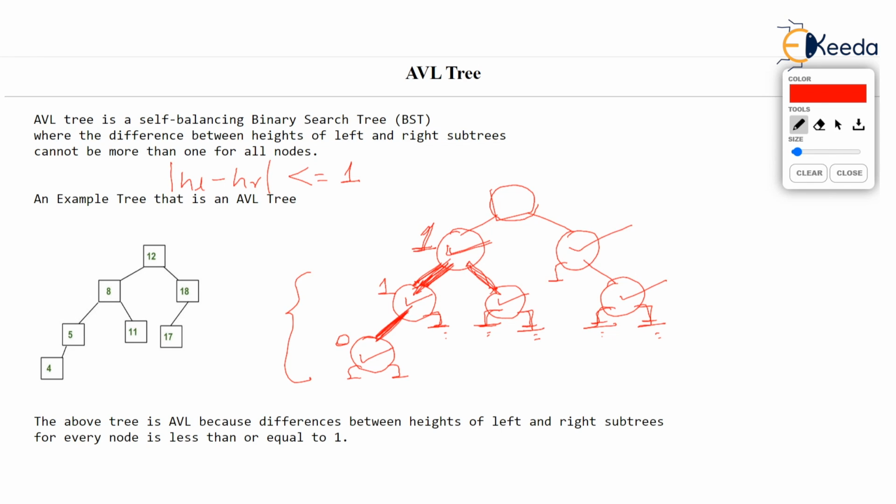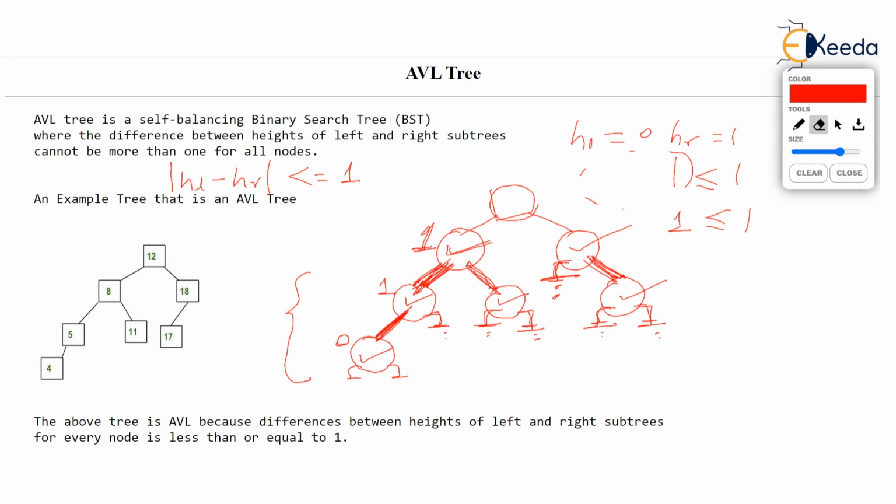Check the height of left. Height of left here is 0, and height of right here is 1. So the absolute value of 0 minus 1 should be less than or equal to 1. And the absolute value of minus 1 is 1, which is less than or equal to 1. I hope you have understood now why we take absolute value. Because while finding the difference between left height and right height, it might happen that left height is less than right height, so we might get a negative value.